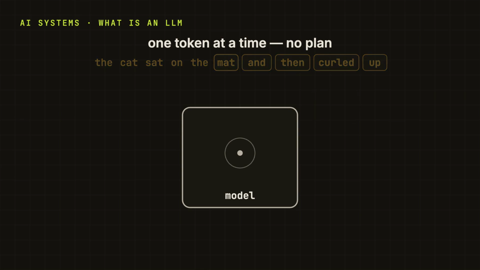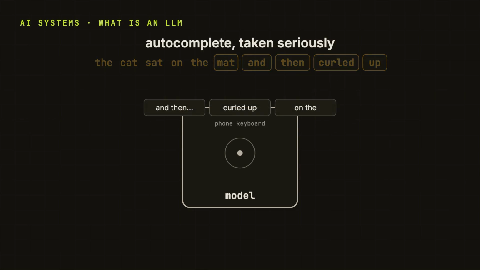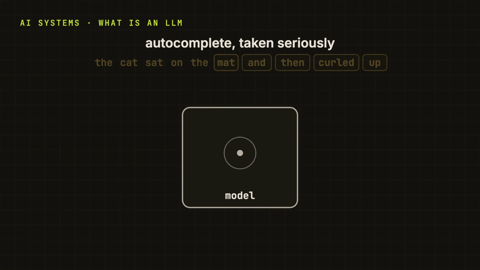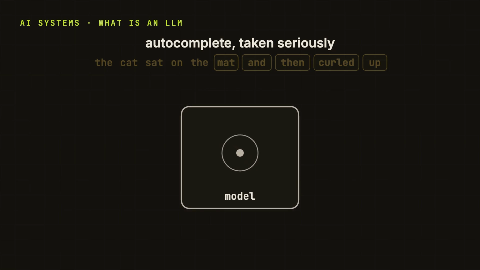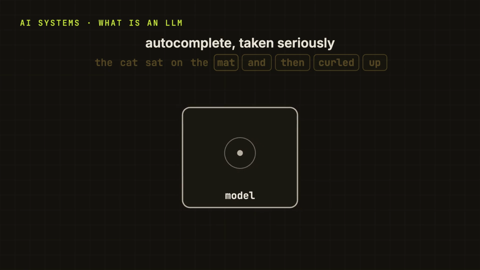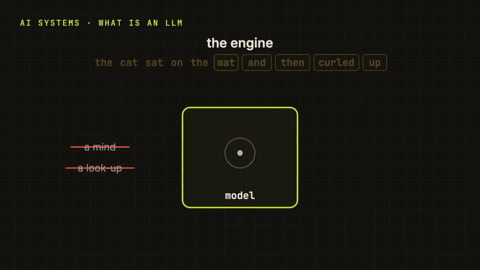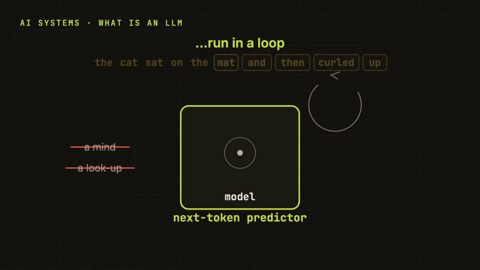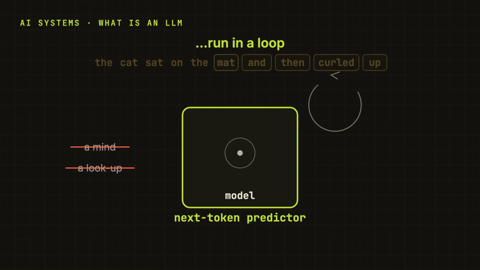So honestly, the closest everyday thing to an LLM is autocomplete. The same autocomplete on your phone keyboard, guessing your next word, just taken incredibly seriously and trained on a huge chunk of basically everything ever written. And it turns out, guessing the next word really, really well gets you astonishingly far. So that's the engine, not a mind, not a lookup table, a next token predictor run in a loop. Hold on to that one because everything else in this video is just consequences of it.